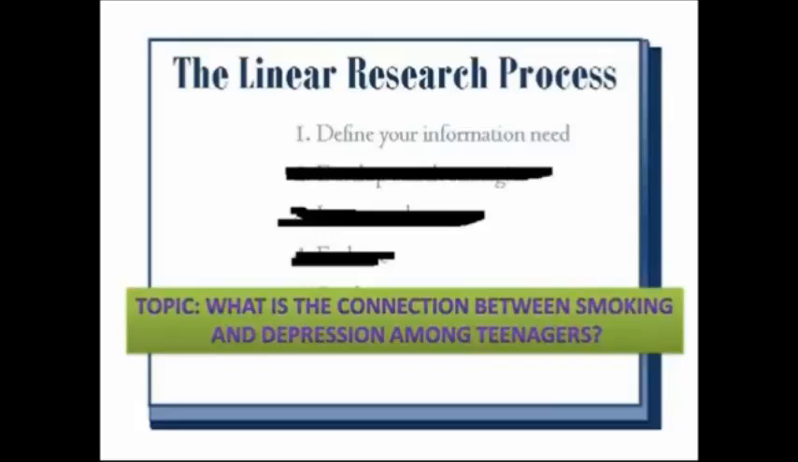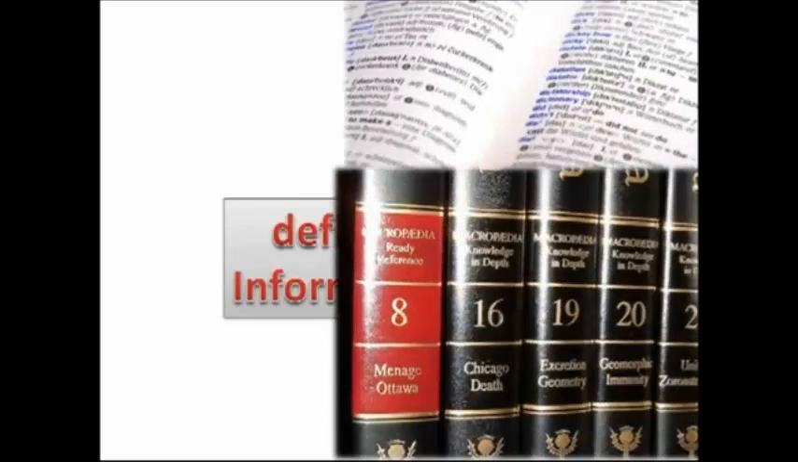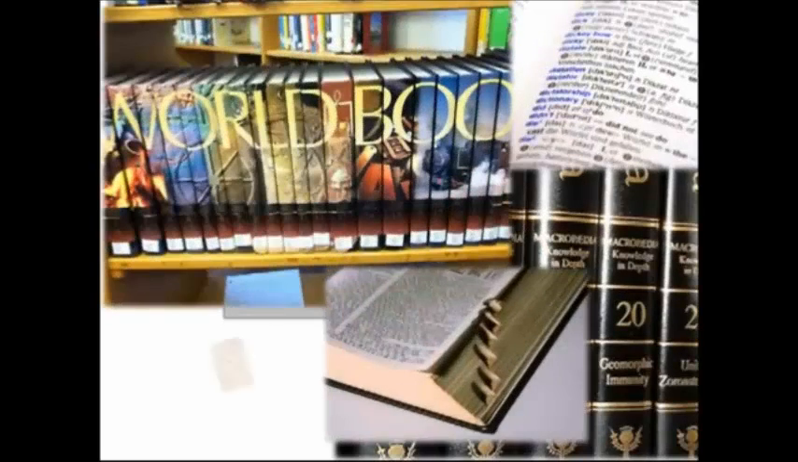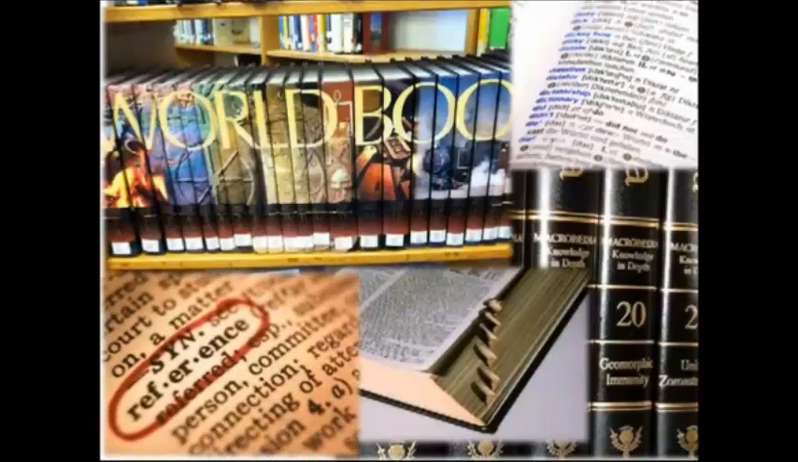Each step in the research process also corresponds to a type of resource. For example, the first step, defining an information need, the resource you want to use is reference. Reference resources can be used to narrow down and broaden your topic until you find one that fits your need.